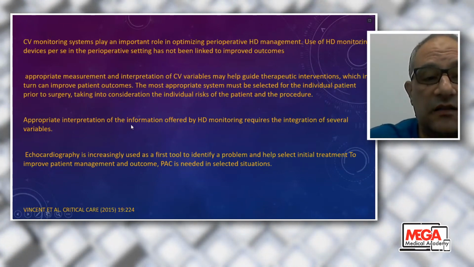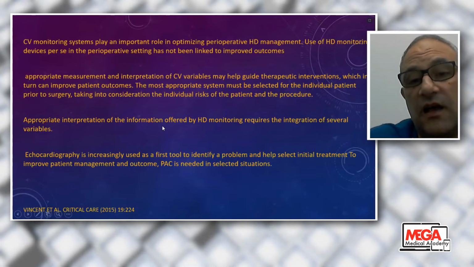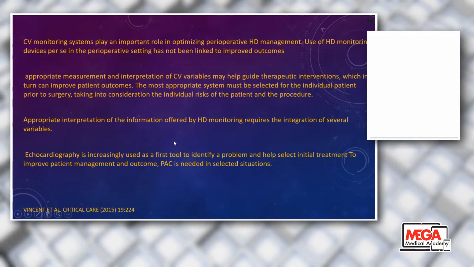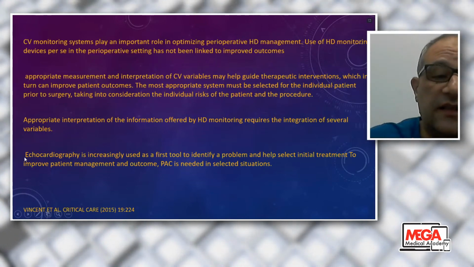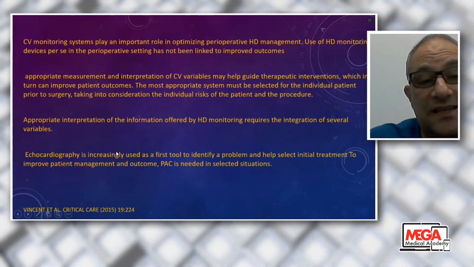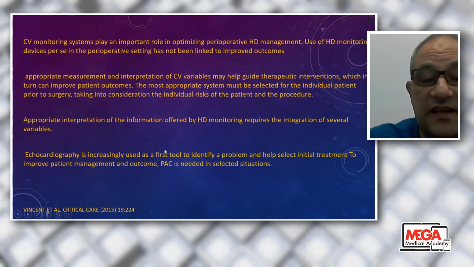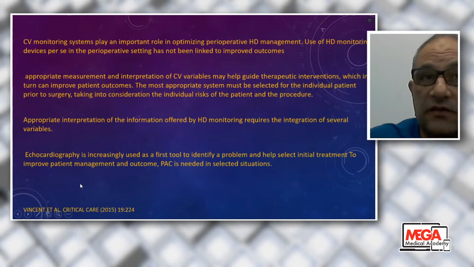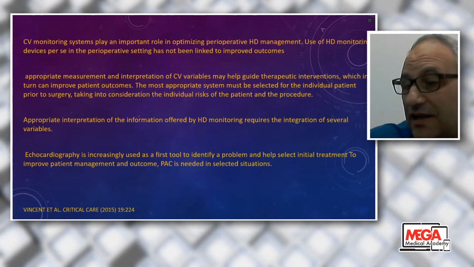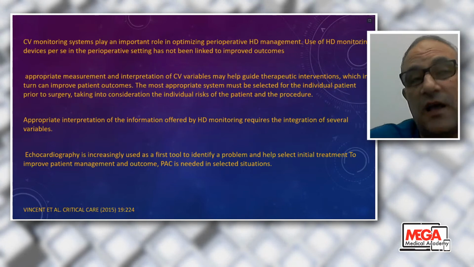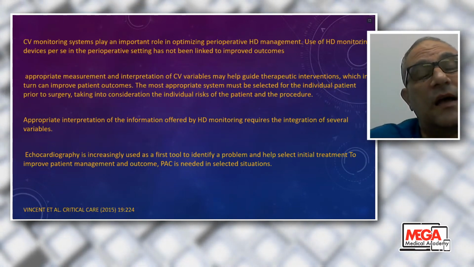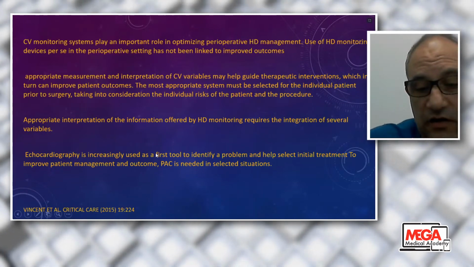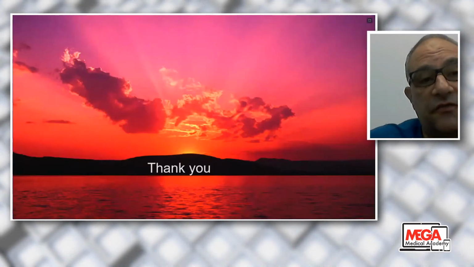Appropriate interpretation of the information offered by the hemodynamic monitor requires the integrated consideration of several variables, and echocardiography is increasingly used as a first tool to identify problems. Although the pulmonary artery catheter use is decreasing, it still has a major role in critically ill cardiac surgical patients, specifically, not general intensive care patients.